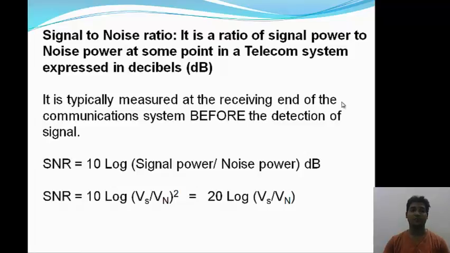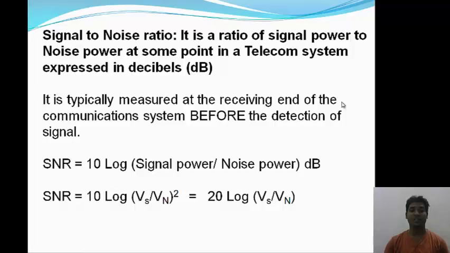What is the signal to noise ratio? It is the ratio of signal power to the noise power at some point in a telecom system, expressed in decibels. It is typically measured at the receiving end of the communication system before the detection of the signal. It is the most important part of noise detection, which is done before the detection of the signal on the receiver side. It is expressed mainly in decibels.